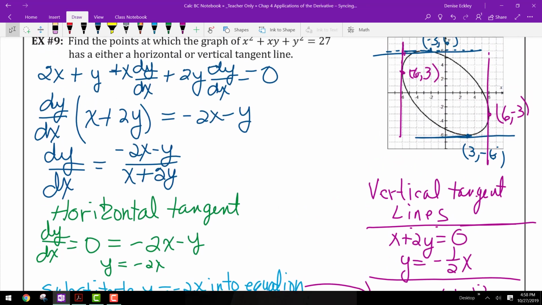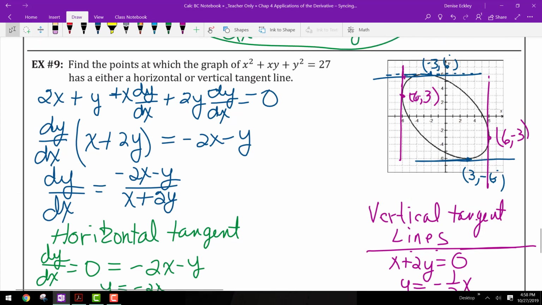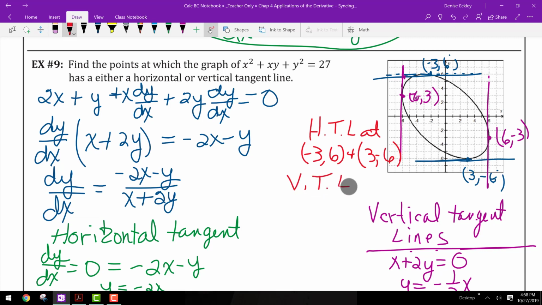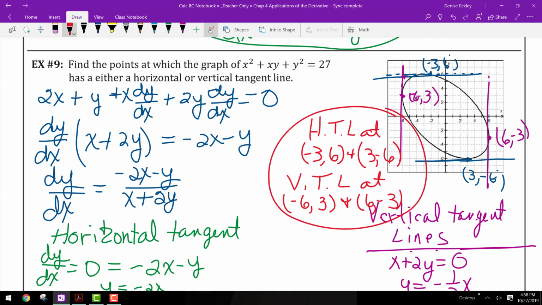So our final answer is that we have a horizontal tangent line at negative 3, 6 and 3, negative 6. And we have a vertical tangent line at negative 6, 3 and 6, negative 3. And that's the end of section 3.